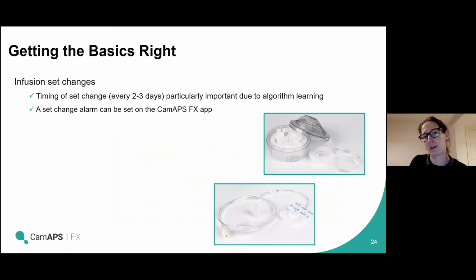And again, as I mentioned previously, and we keep going on about the importance of getting the basics right. So the algorithm assumes that insulin is being delivered at a steady rate. So it's really important to get the timing of the set change. And the algorithm, of course, learns. So if it sees that over the past couple of days, higher insulin requirements, it might continue to preemptively give slightly more insulin. And actually, if that's the day that a set change has occurred, then people might run into issues. And so you can actually set a set change alarm within the app, and that can be really helpful as a prompt. And I think some of the other pumps as well do that, which can be really useful.